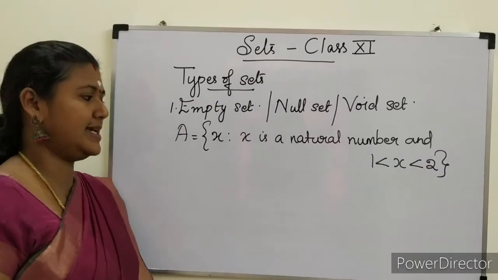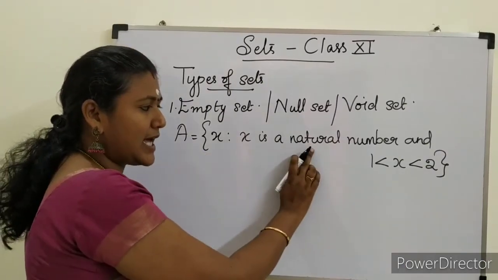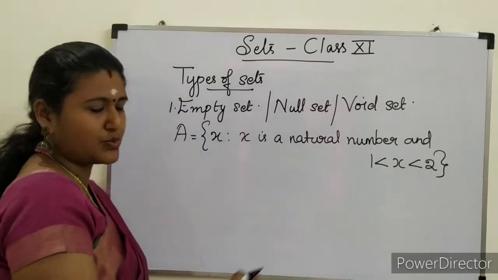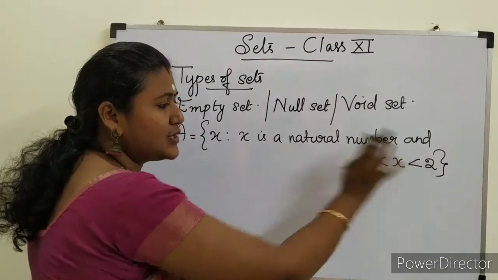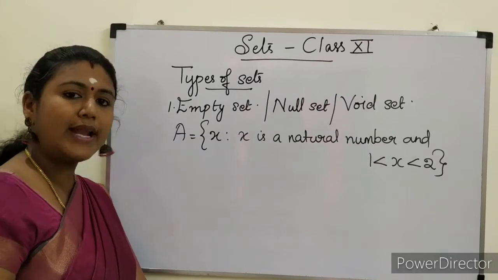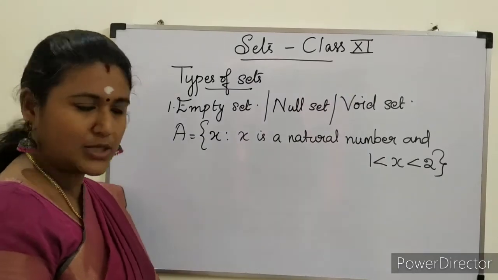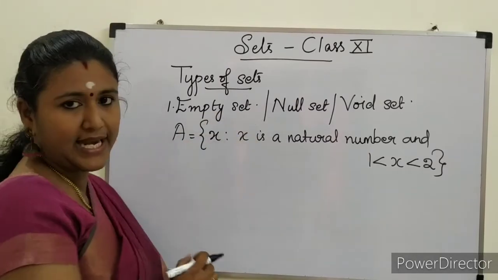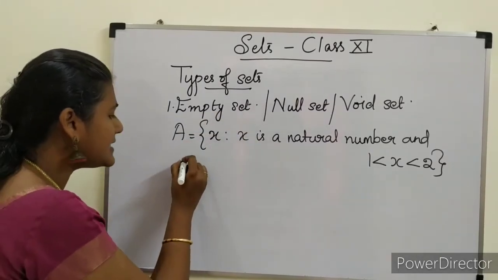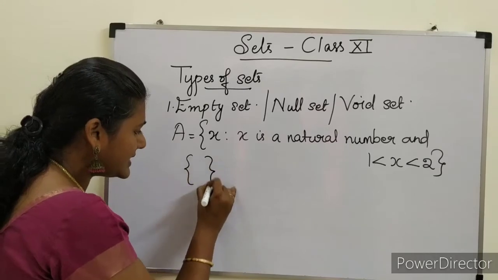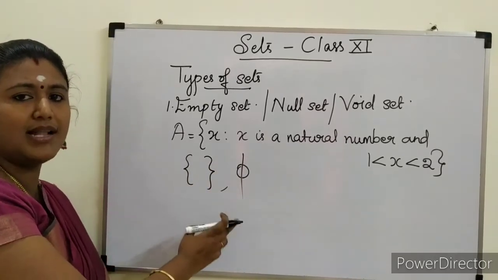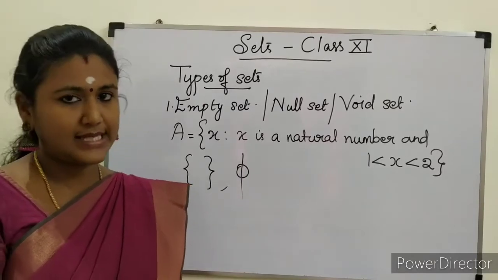So if you see here, x is a natural number and x lies between 1 and 2. So 1 less than x less than 2. So there is no natural number between 1 and 2. So this set is an example for empty set, and normally empty set is denoted by this symbol or this. These are the symbols used to denote empty set.